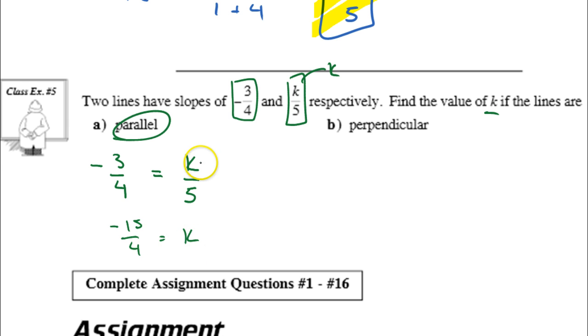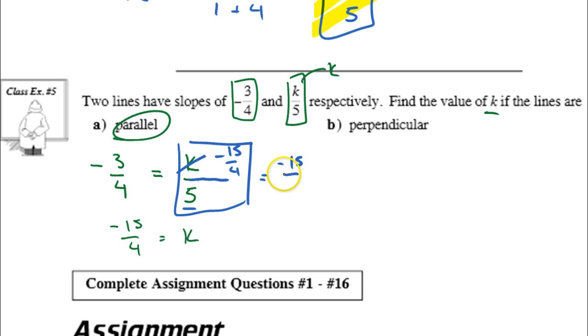And if I substitute that in for k, now instead of k I have negative 15 over 4. And if you go ahead and simplify that, you will see that those two slopes will be the same, because this side is going to turn into negative 15 over 20, because the 5 and the 4 multiply. That's over 1 there. And that's basically equivalent fractions. Negative 3 over 4 is the same as negative 15 over 20.